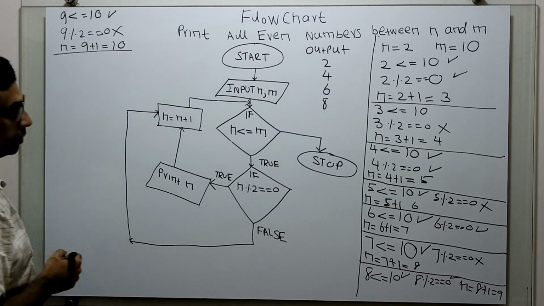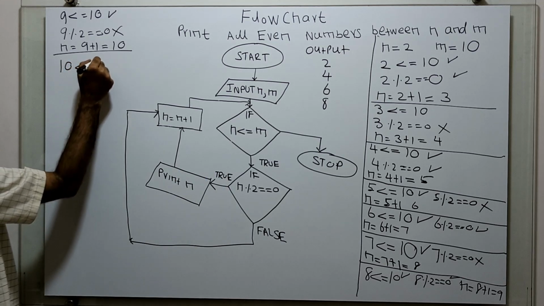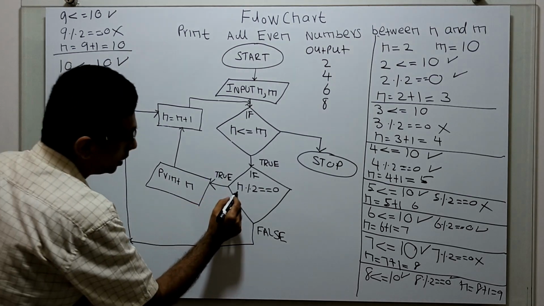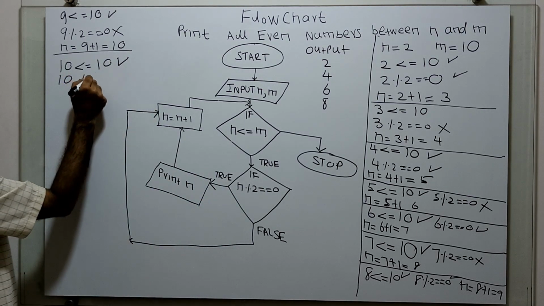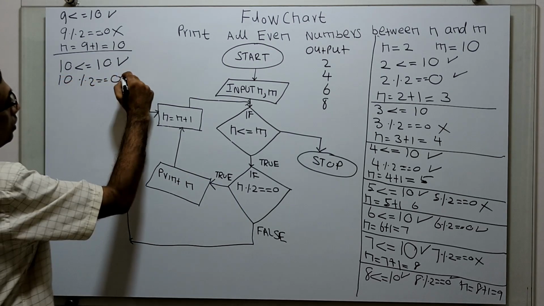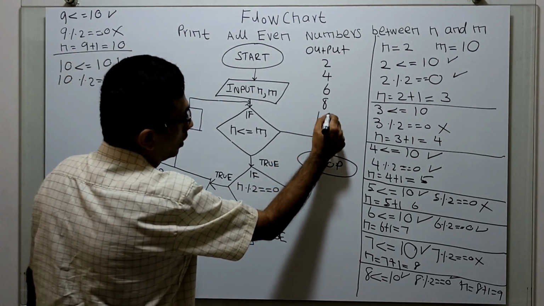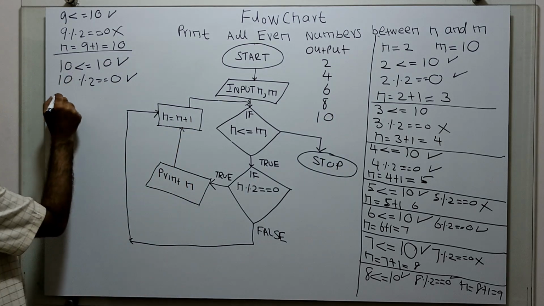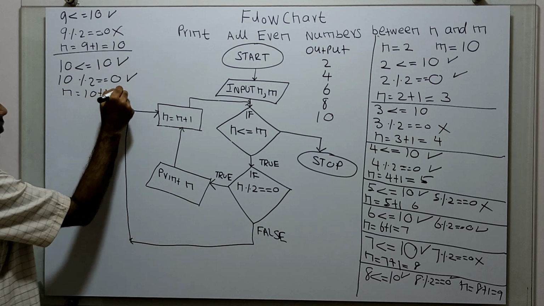So next iteration, what will it do? Check 10 less than or equal to 10. This is true. It will check n modulo 2 equal to 0. 10 modulo 2 equal to 0, which is true. It will print n and increment n by 1. n equal to 10 plus 1, which is equal to 11.